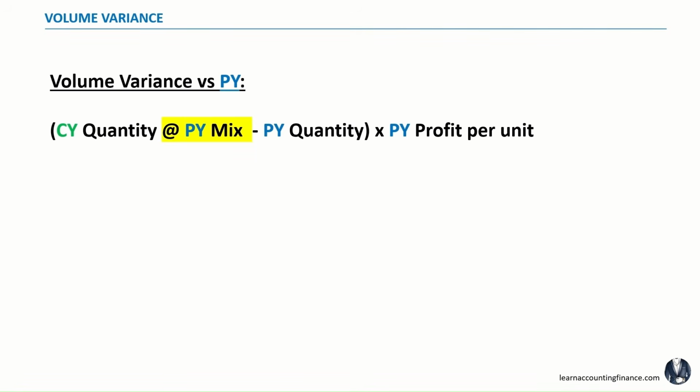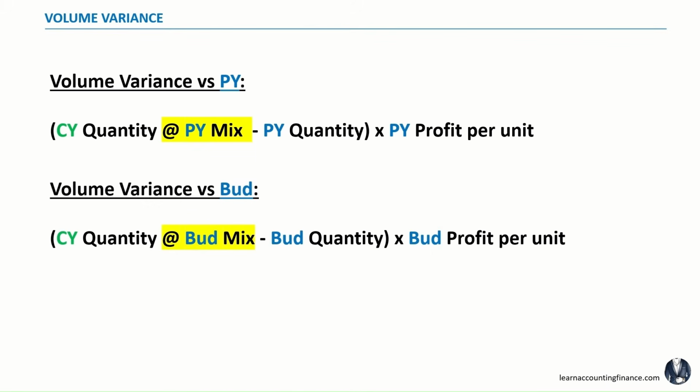So going back to volume variance, the calculation will look like this. We'll take the current year quantity but add prior year mix and subtract from it the prior year quantity and multiply that with prior year profit per unit. For budget, it's again very similar. Just replace the prior year mix with budget mix and prior year quantity with budget quantity, prior year profit with budget profit per unit. So let's take a look at this in our Excel file.